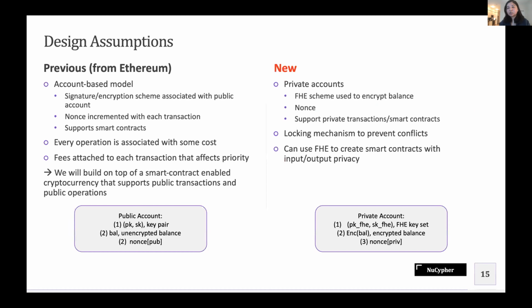So how is our construction actually going to work? Well, we're going to be building on Ethereum's model. The idea is that we're going to build on top of a smart contract enabled cryptocurrency like Ethereum that supports public transactions and public operations. So we're going to have an account-based model. We're going to imagine that there's still a signature scheme associated with the public account. You still have a nonce that's incremented with each transaction, and you support smart contracts. Every operation is still associated with some cost, and there are fees attached to each transaction that affect the priority.